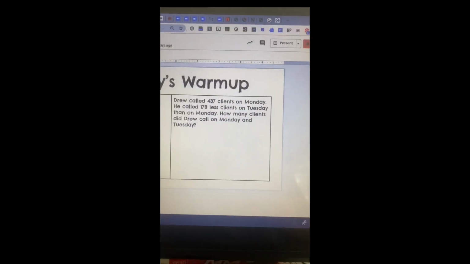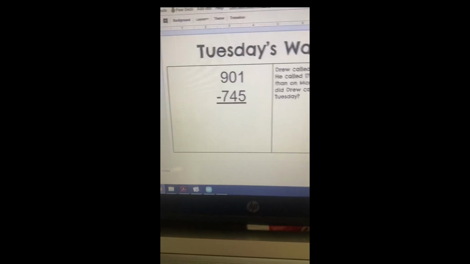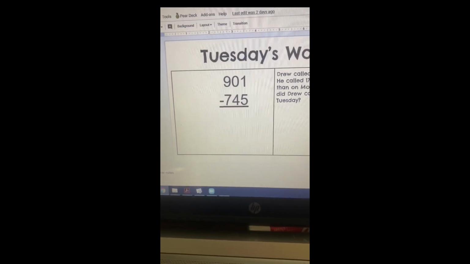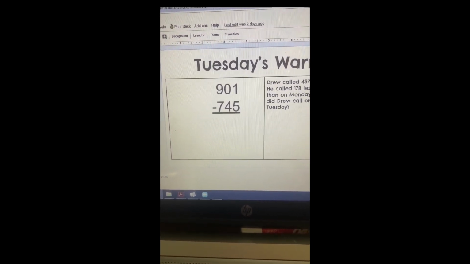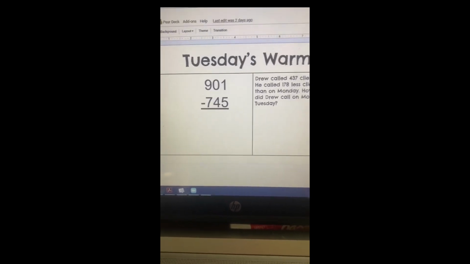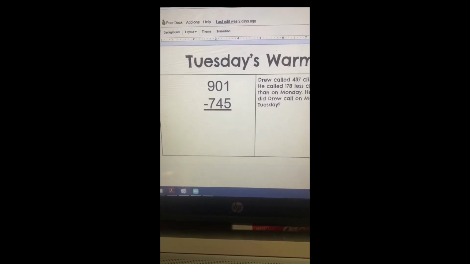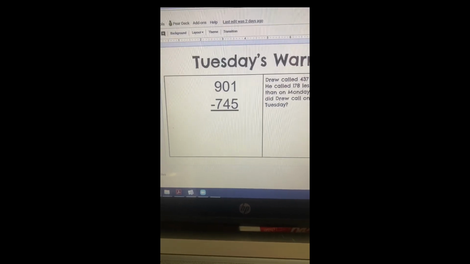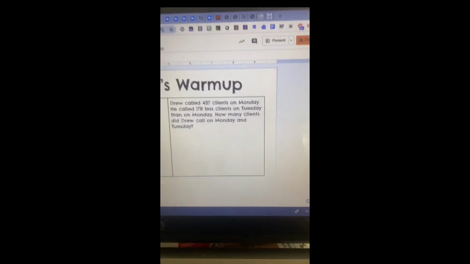All right, and if you need more time on that problem, you can pause the video and continue to do it. I'm going to also go ahead and let you solve the second warm-up problem, and then we'll go over both of them. All right, so go ahead and pause if you need more time on this first problem. If not, here's the second problem.